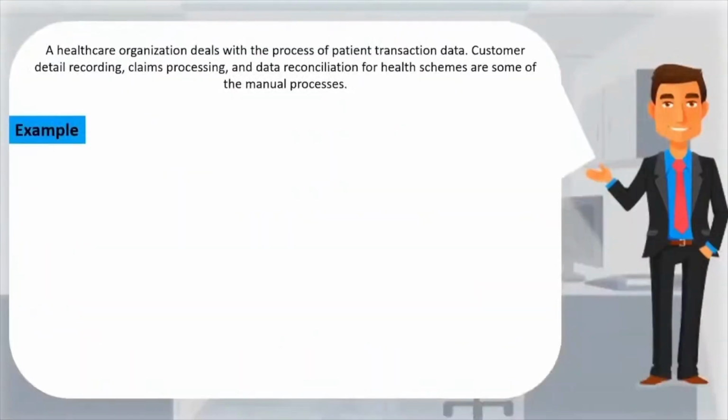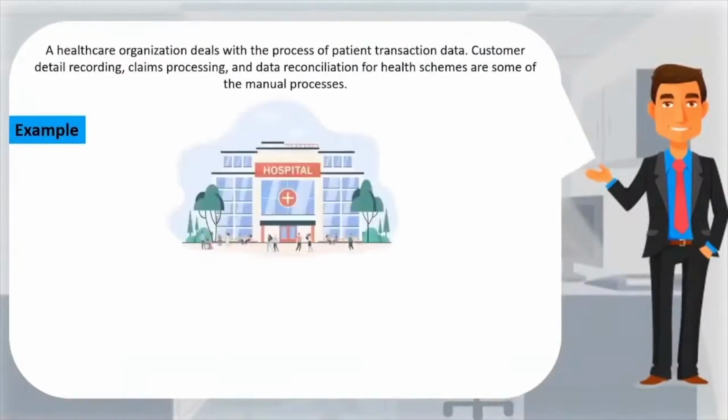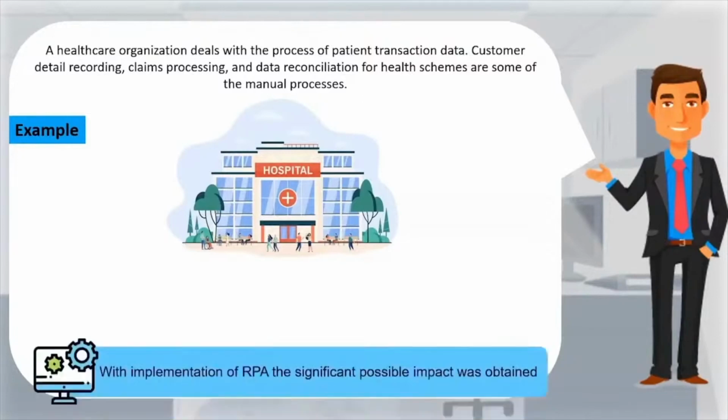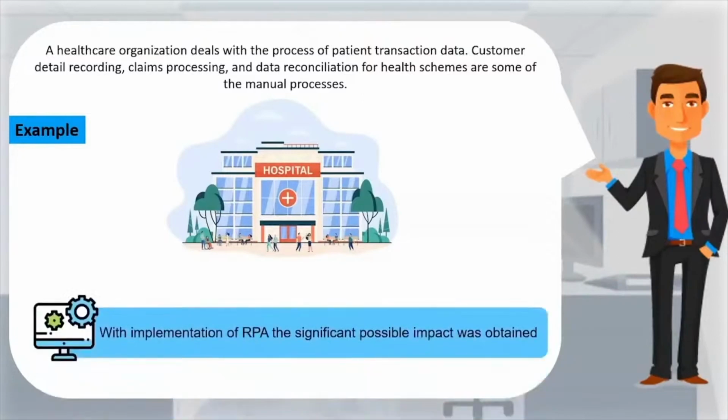Let's consider an example. Daily, a healthcare organization deals with the process of patient transaction data, customer detail recording, claims processing, and data reconciliation for healthcare schemes, which are some of the manual processes they must streamline daily. The primary goal was to increase the efficiency of existing approaches to achieve greater accuracy with reduced turnaround time. Robotic process automation was implemented and the most significant possible impact was obtained. The RPA platform handled the claims processing and health data reconciliation program. Healthcare was able to reduce turnaround time with this solution.